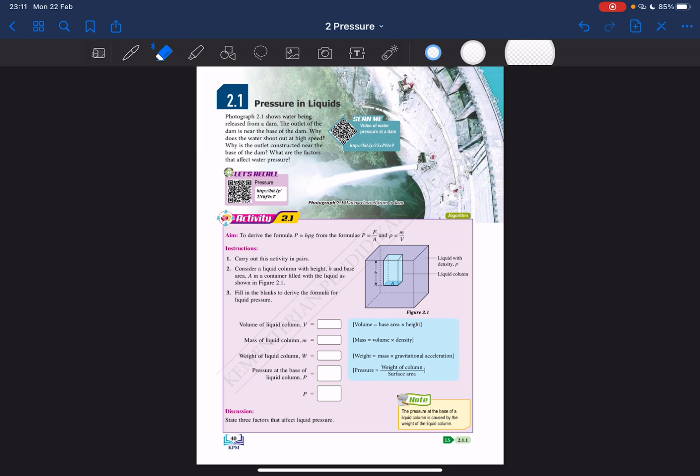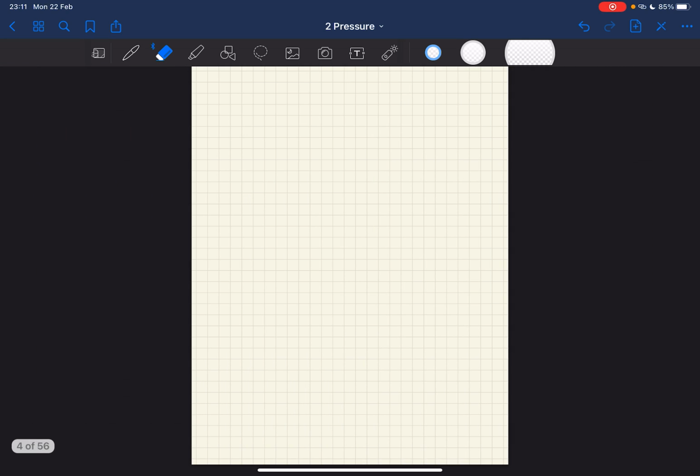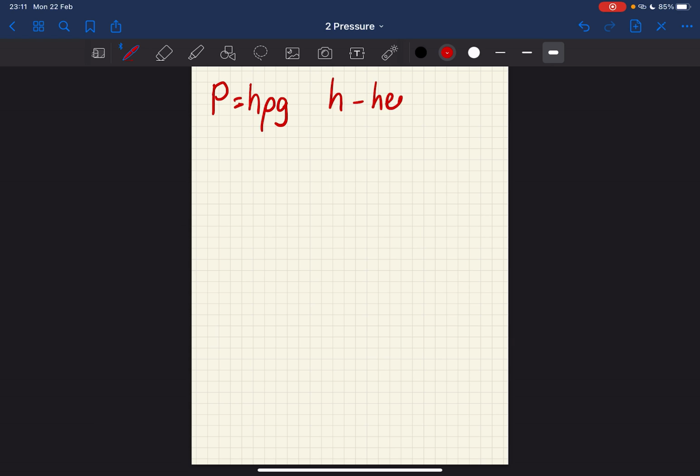Alright, previously we have learned a bit about pressure in liquids. Based on what we have learned, the formula for pressure in liquid is P equals H rho G, where H is the height, rho is the density, and G is the gravitational acceleration.